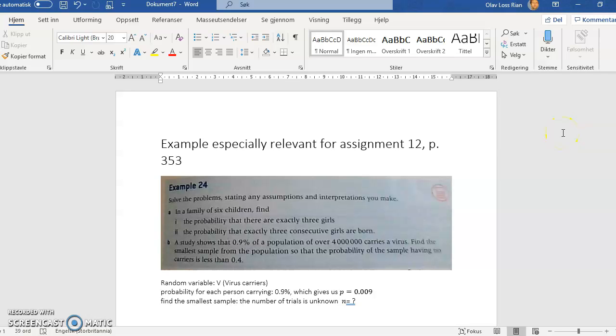Right, so we're back to the final stage of solving this problem. This study of a population with 4 million people, 0.9% carry a virus. Find the smallest sample from the population so that the probability of the sample having no carriers is less than 0.4.